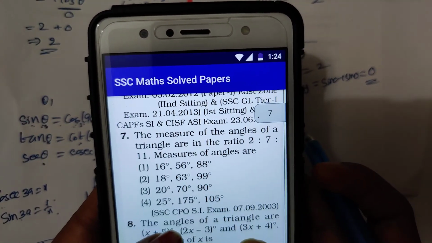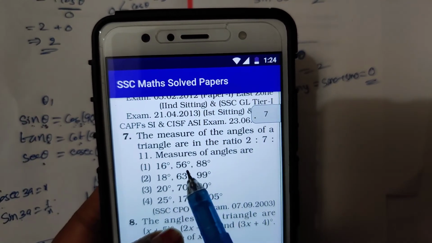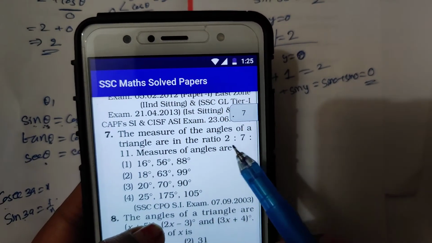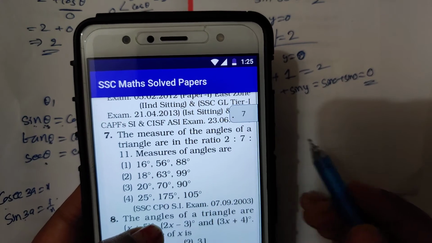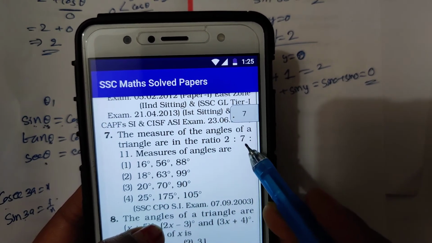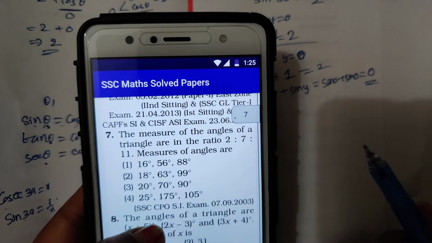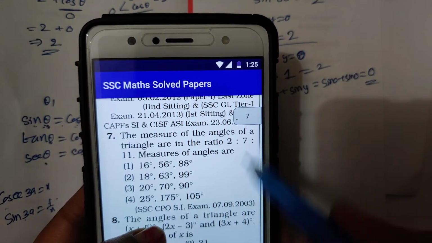The measure of angles of a triangle in the ratio. Okay, then what are the angles? Value of angles it is asked. See, 3 angles ratio is given. 2, 7, 11. 2 plus 7, 9. 9 plus 11, 20. So 20 parts is equal to 180 degrees. Then 2 parts is how much? 7 parts is how much? 11 parts is how much?